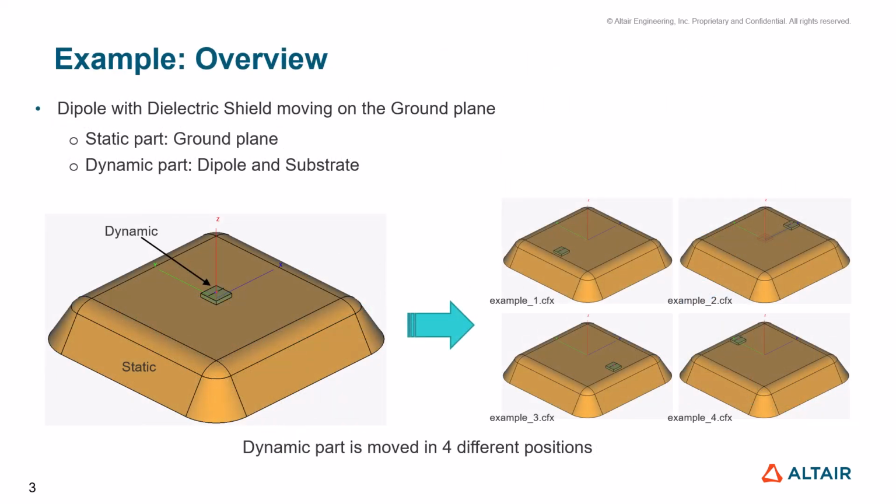I have prepared a simple example here. We have a dipole, just a simple wire dipole placed upon a piece of dielectric substrate. This is then located on top of a large ground plane. I want to move the dipole to 4 different locations, as you see here on the right side, and I will use the NGF to increase the simulation speed.